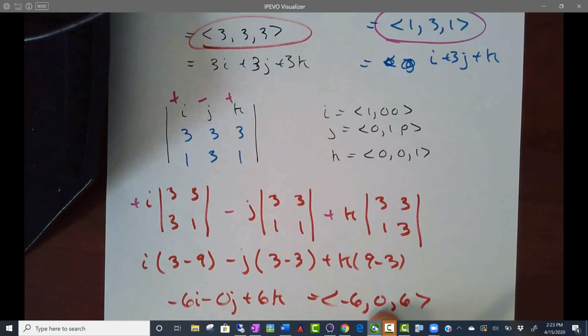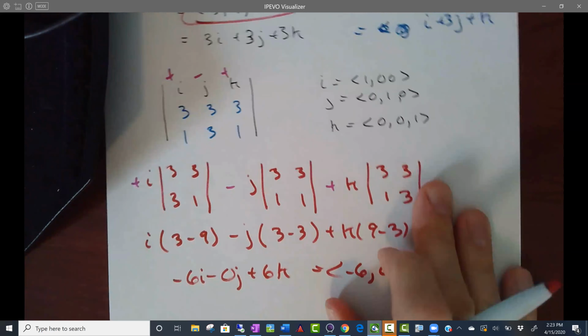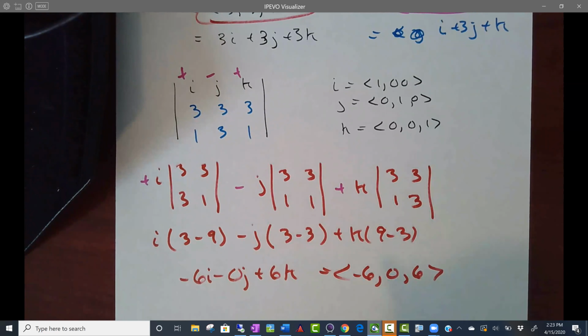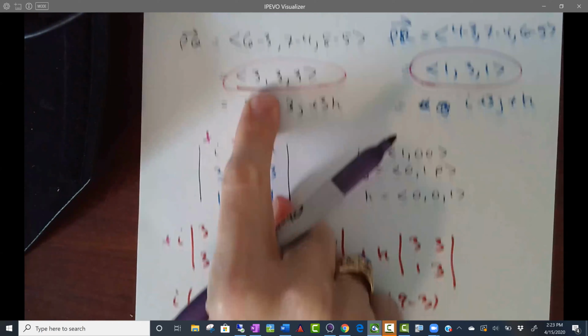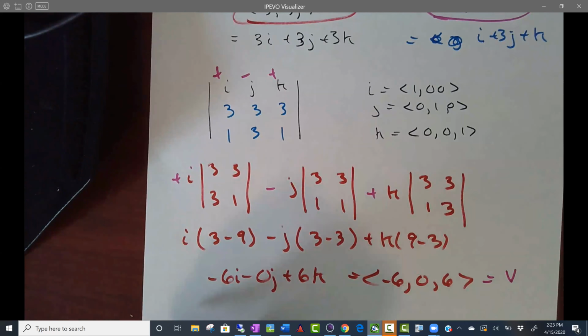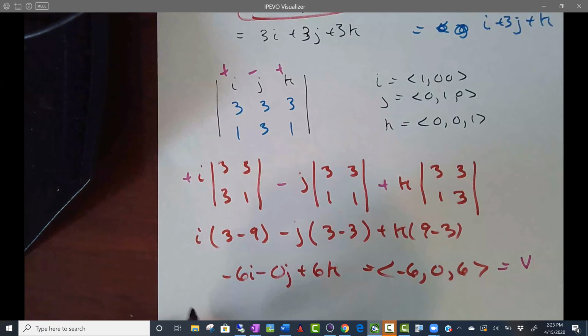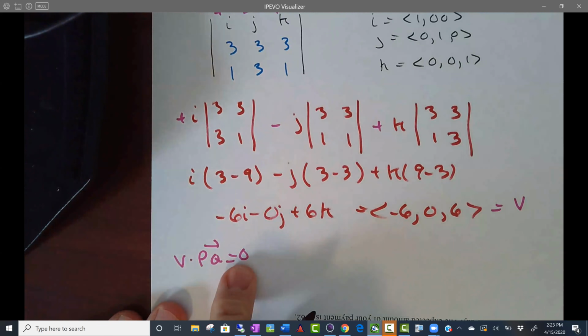And so this vector should be perpendicular to both of these vectors. So are you okay with our calculation here? Yep. Now let me remind you of an important little fact here. If a vector is perpendicular to another vector, then its dot product should be 0. That is, if I take my vector here, and let's call it vector v, and I take its dot product with PQ, v dot PQ should be 0 if they're perpendicular. And if it's something other than 0, then they're not perpendicular.